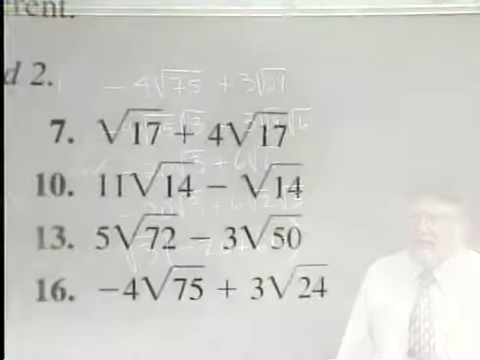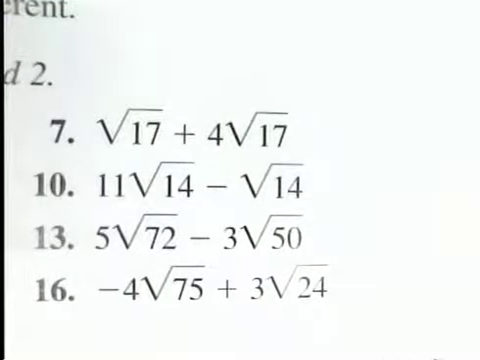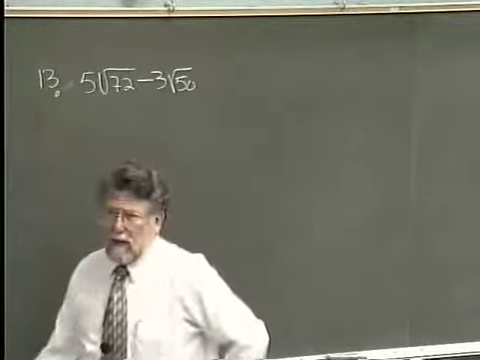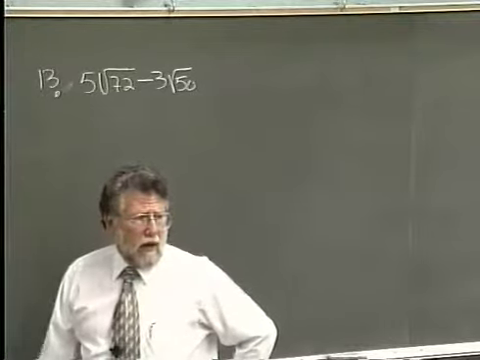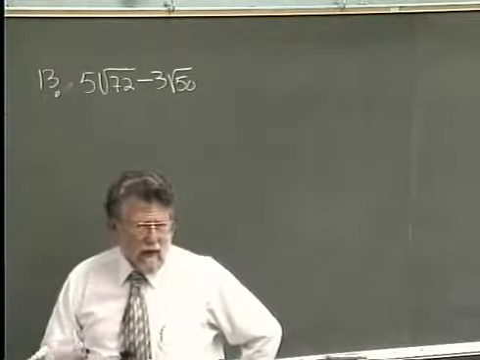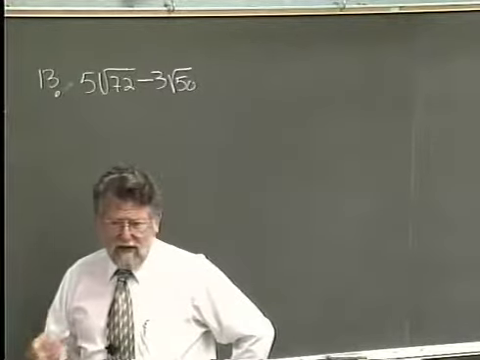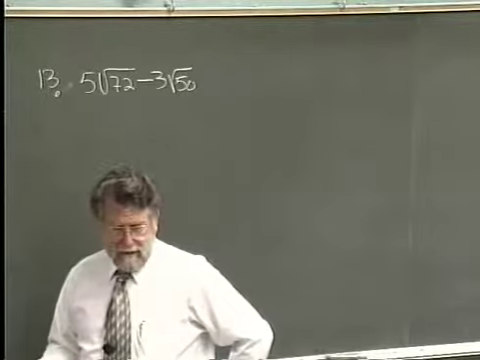Debbie, let's go back to that set and see if there's something better that we could do in number 13. Let's see if 13's any kinder to us. So I have 5 the square root of 72, and I have minus 3 the square root of 50. Okay? Now, we're going to approach this the same way. Your approach is to hunt for perfect squares as the factoring.